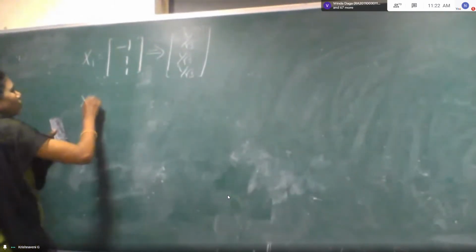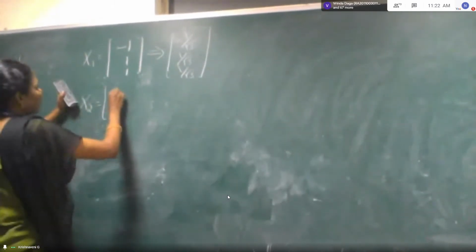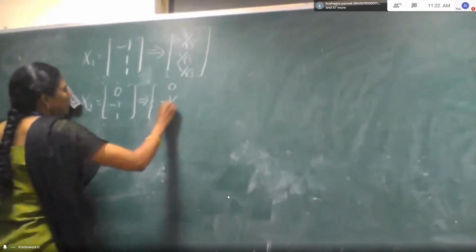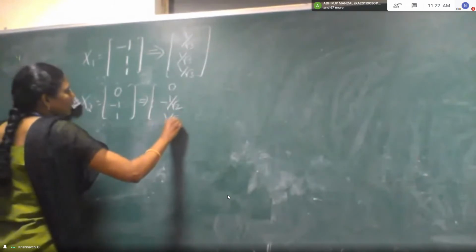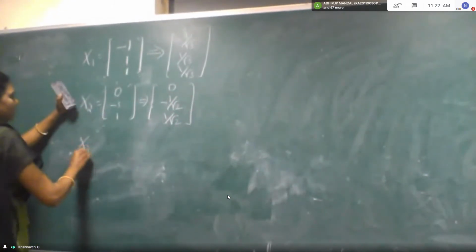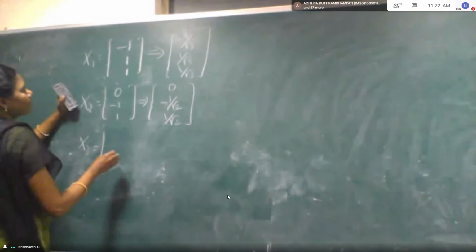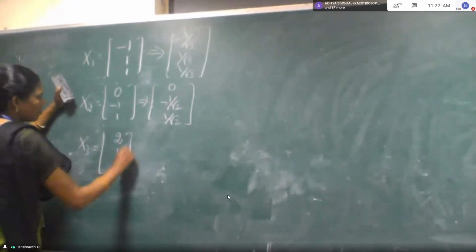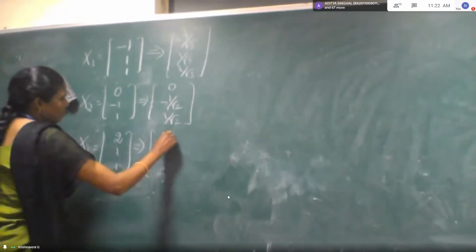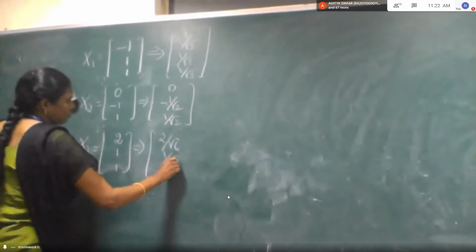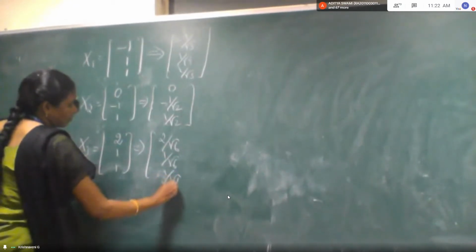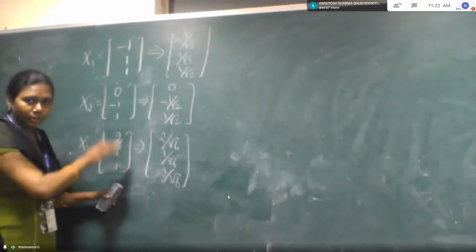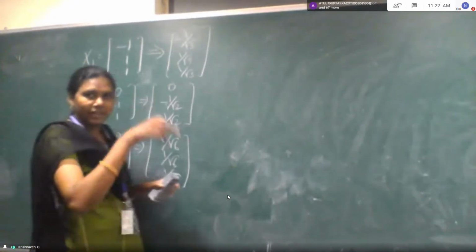For x2, 0, minus 1 by root 2, 1 by root 2. For x3, 2 by root 6, 1 by root 6, 1 by root 6. But there is no need to write separately like this; it is for your understanding purpose. And for the first problem only I am writing in this step. Directly we can write the M matrix.